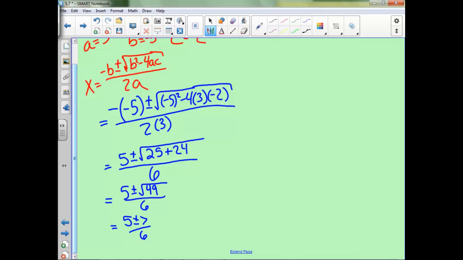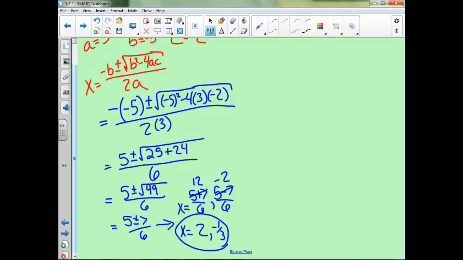So what this means is that one of our answers is 5 plus 7 over 6. The other answer is 5 minus 7 over 6. So just like we had two answers before, we'll have two answers with our quadratic formula. So 5 plus 7 is 12. 12 divided by 6 is 2. 5 minus 7 is negative 2. Negative 2 over 6 is negative 1/3.